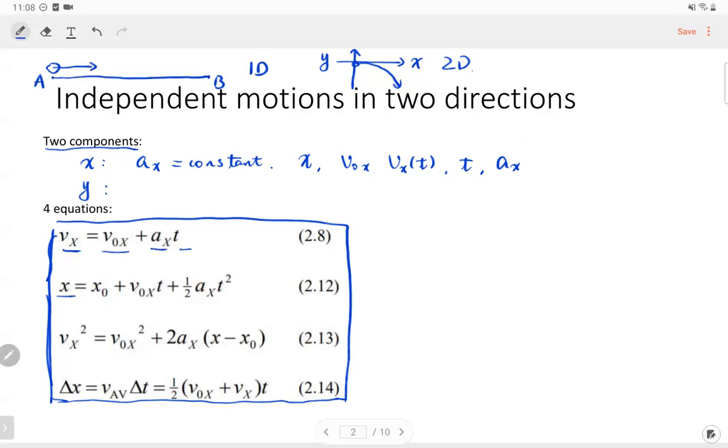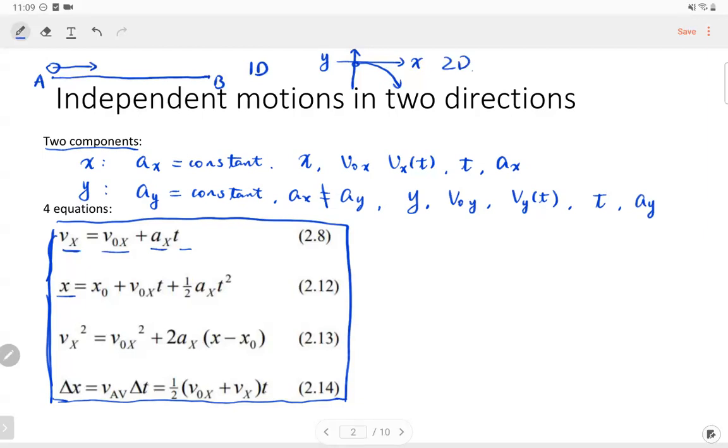Let's play the same game in the y component. If in the y component the acceleration is also constant, it doesn't guarantee that ax equals ay. Most of the time, these two are not equal. But we still have five parameters in the y component. We have the displacement in the y direction, the initial velocity in the y direction, the final velocity in the y direction at any time, time, and the acceleration in the y direction.